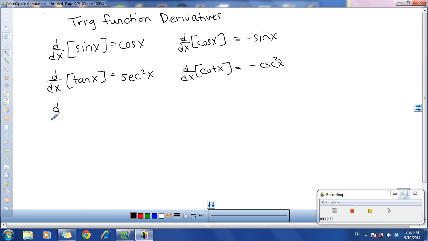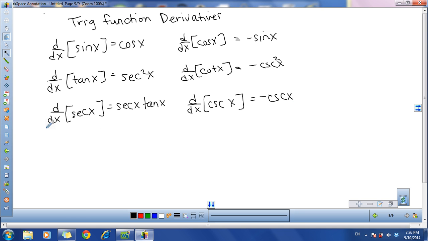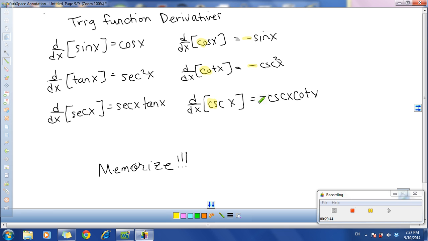All right, and then I have the derivative of secant x, which is equal to secant x tangent x, and then the derivative of cosecant x is equal to the negative cosecant x times cotangent x. Okay, so you need to know these. You need to memorize these derivatives. Okay, and then also notice, what's happening with all of the co functions? What did you say? I think you said it. They're all negative. Good job.